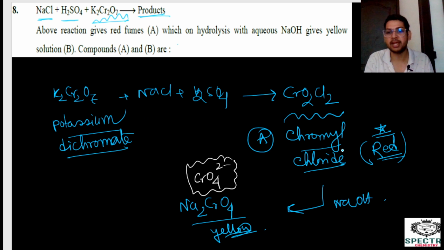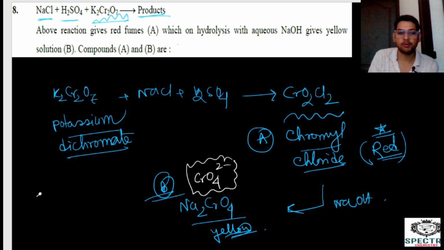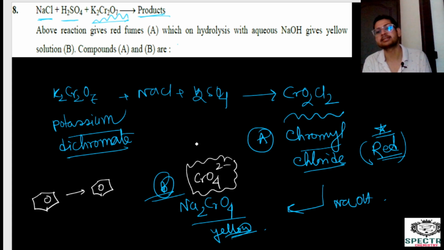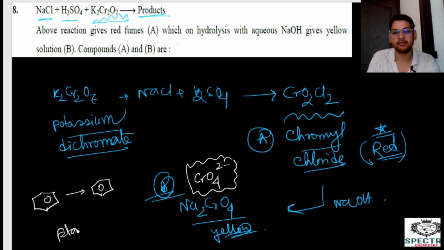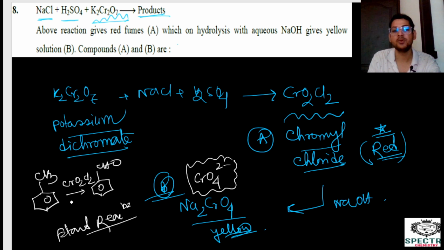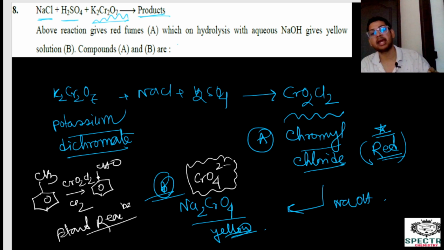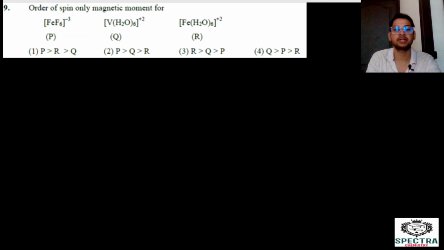Okay, so here your A is chromyl chloride, B is Na2CrO4. Now tell me an organic reaction where you have to use chromyl chloride as a reagent. Sir, it's very easy, it's Etard reaction, because in Etard reaction, from CH3, if you want benzaldehyde, you have to use CrO2Cl2 in CS2 medium. We have done these reactions several times, right? Okay, now go to the next question.